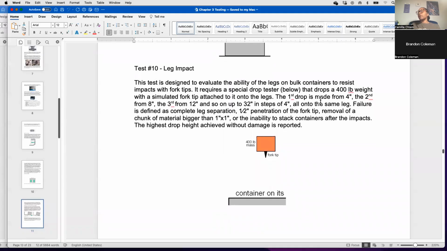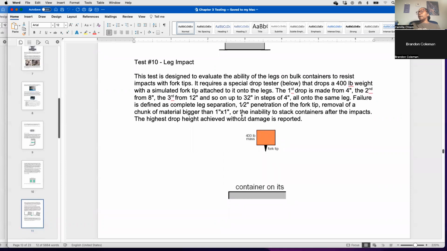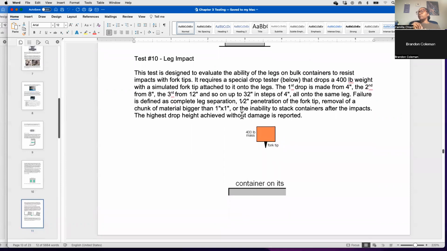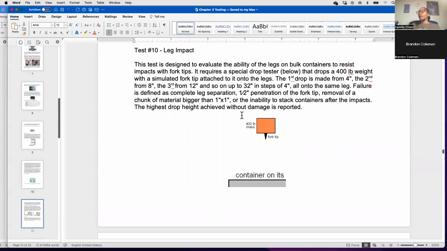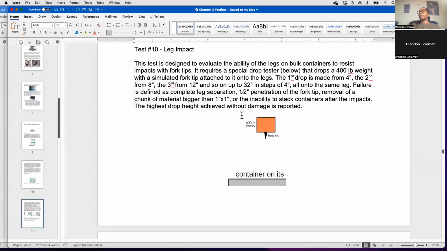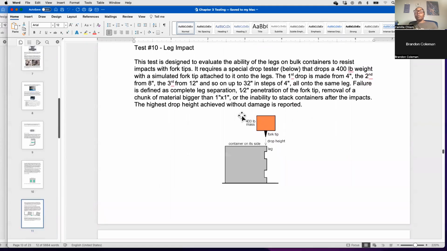So, these are how the drops are made. And it goes all the way up. It starts at 4 inches and it goes all the way up to 32 inches. And it keeps hitting the same leg. And that might seem pretty extreme, but when you think about how often these containers are returned, and they're used over a minimum of a 5-year period. And some of these containers might be 10 years old or more.